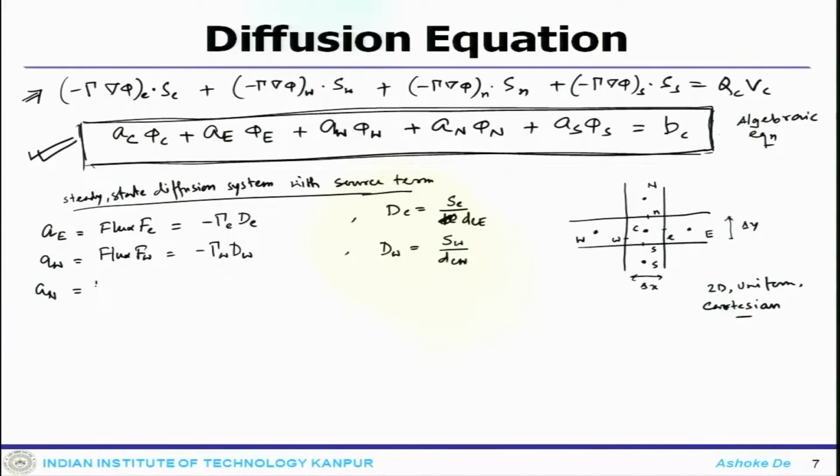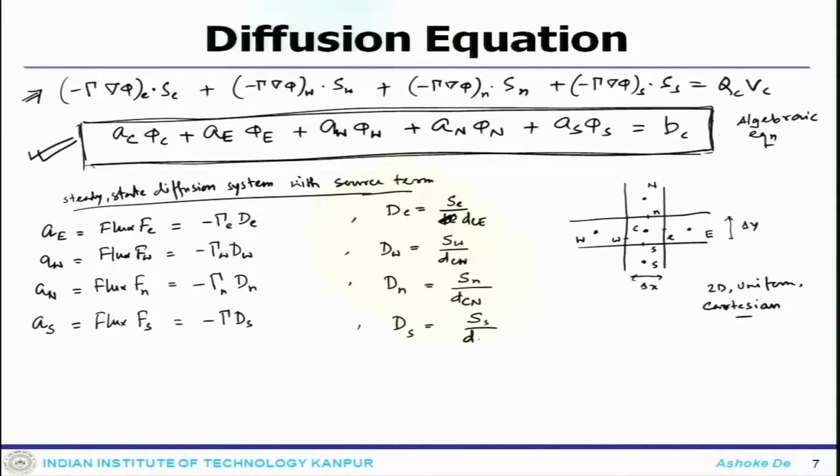And A_N, which is the north flux F_N, which is nothing but gamma_N d_N, where d_N is S_N by d_CN, and finally A_S, which is the south flux F_S, which is minus gamma d_S, where d_S is S_S by d_CS.